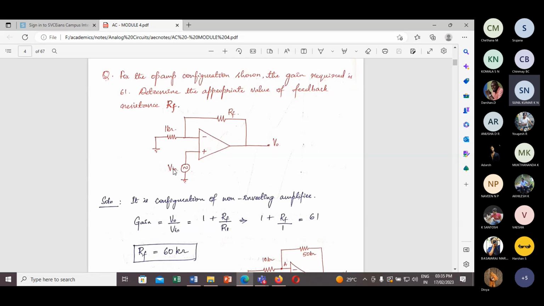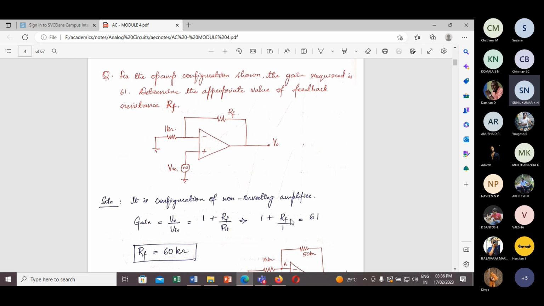The gain of the non-inverting amplifier, first you should know. So the gain of the non-inverting amplifier is given by what? V0 by Vin is equal to 1 plus RF by R1. You have been asked to calculate the value of the feedback resistance. So RF is the unknown term, and R1 is given as 1 kilo ohm. So 1 plus RF by R1 is equal to 61 because the gain is already given as 61.